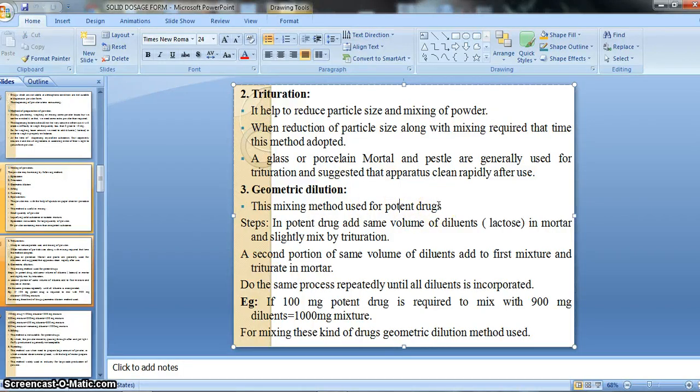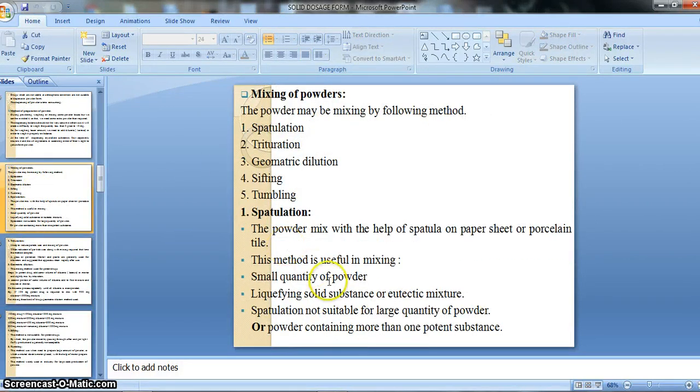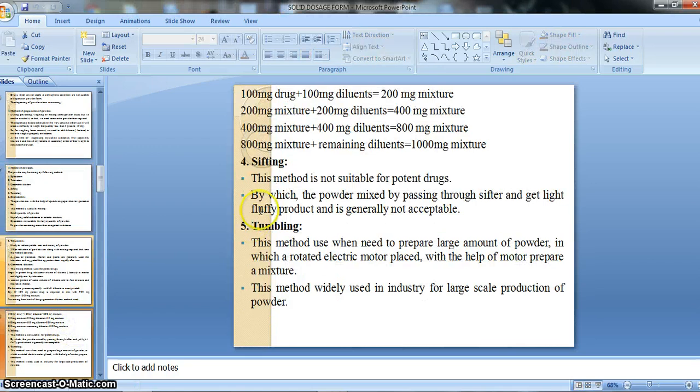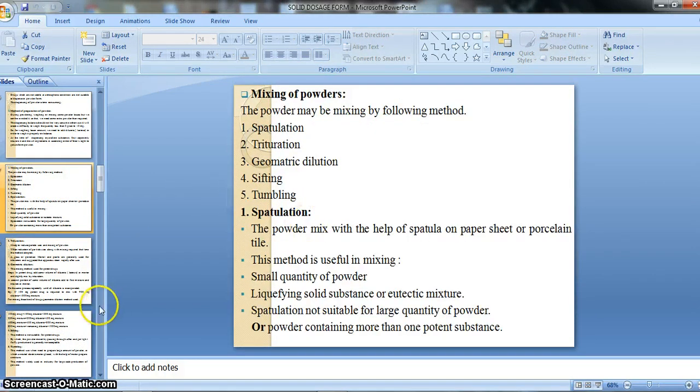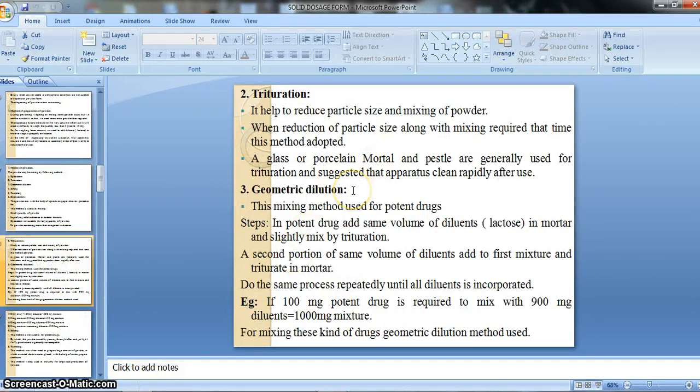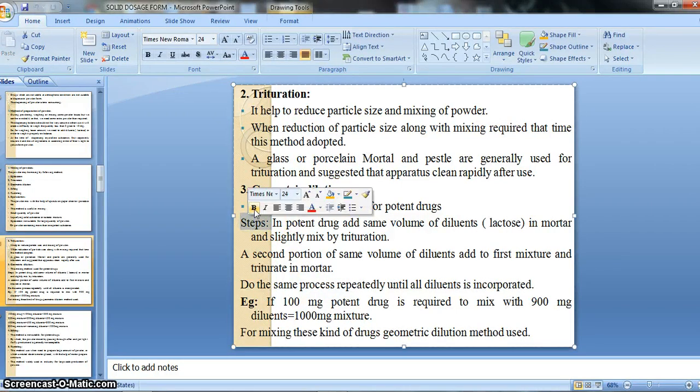So for the mixing of a potent drug, generally the geometric dilution method of mixing is adopted. There are some steps. As I saw, a potent drug or potent substance is not mixed with the spatulation method. That time the geometric dilution method is generally suggested. So there are some steps by which we can mix the potent drug and form a powder.